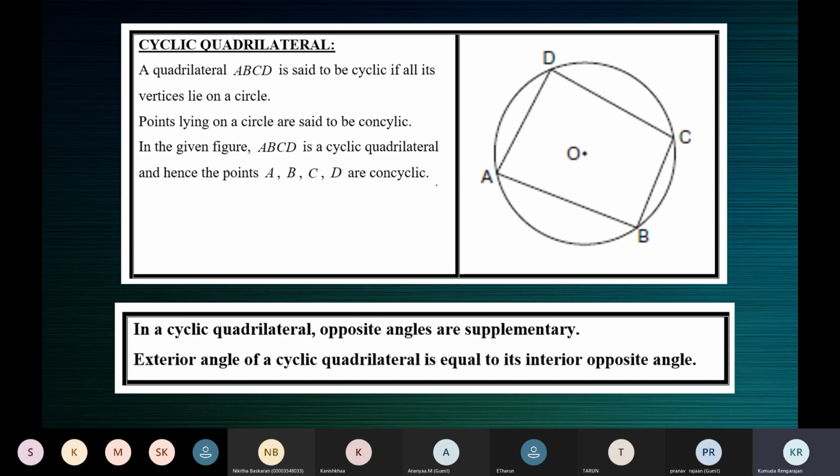If you produce any one side of the quadrilateral, supposing you produce this side, an exterior angle is formed. Here the side AB of the quadrilateral ABCD is produced. Now the measure of this exterior angle is equal to its interior opposite angle. This is the interior angle, and this is the opposite angle.